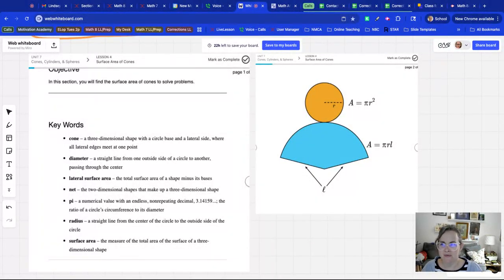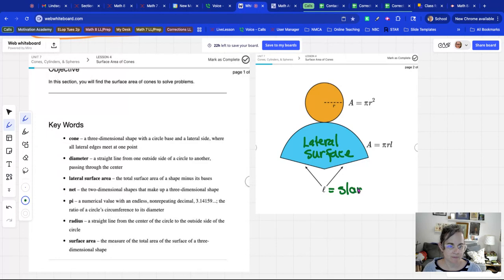So these are cones, and a cone, like an ice cream cone, has a circle and what's called the lateral area, okay? So in the picture here, this is the lateral surface. Okay, the L here is for what we call the slant height. Okay, and I'll show you why.